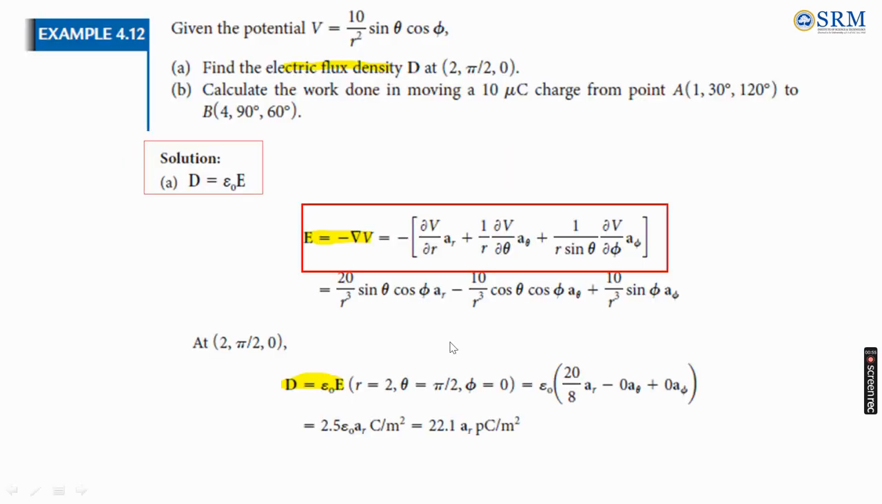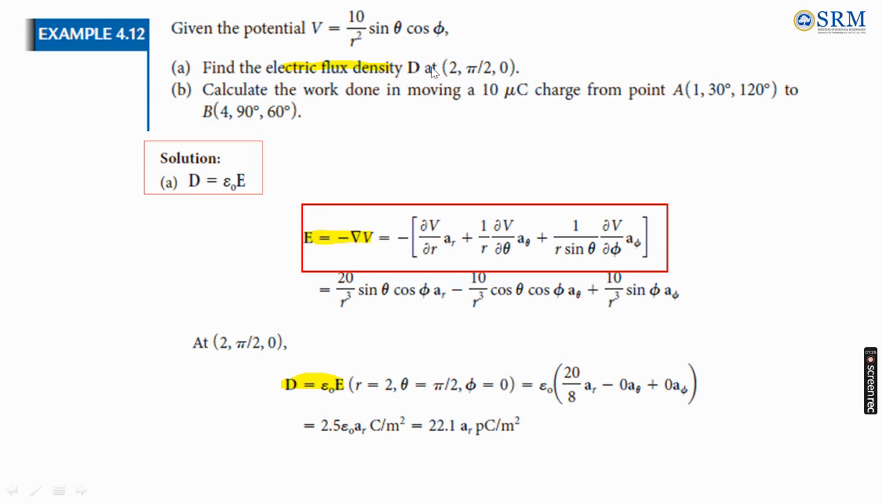Let us apply the same for doing this problem. A potential is given, and we are asked to find the electric flux density D vector at this particular coordinate, and also to compute the work done in moving a charge from point A to B. By seeing the first part, electric flux density, we know the relation between D and E, epsilon naught times E. And just now we saw the relation between E and V. So E is equal to minus del V, right?